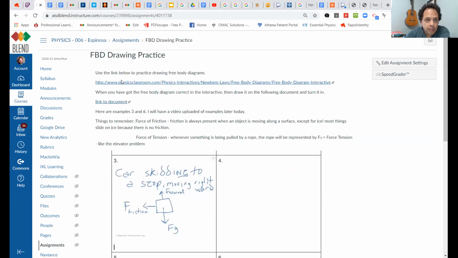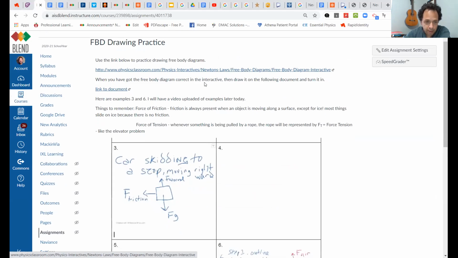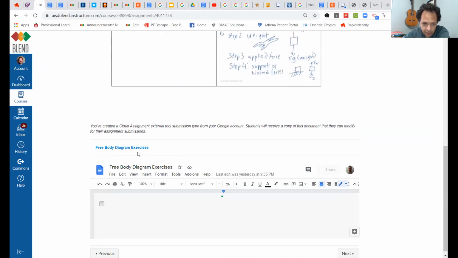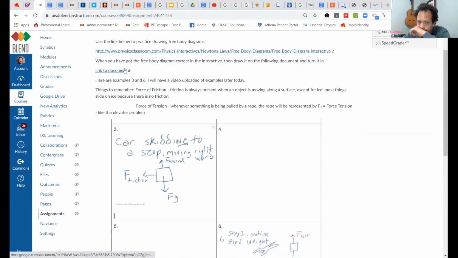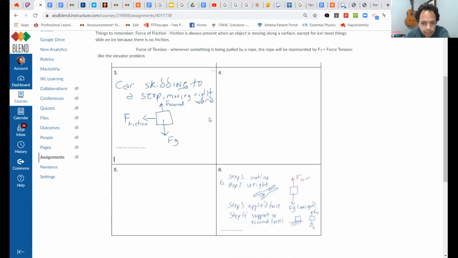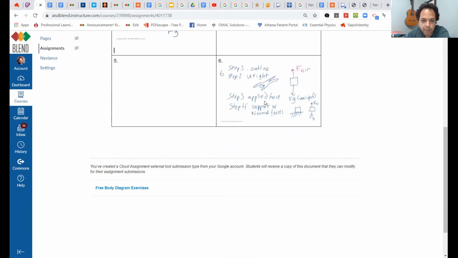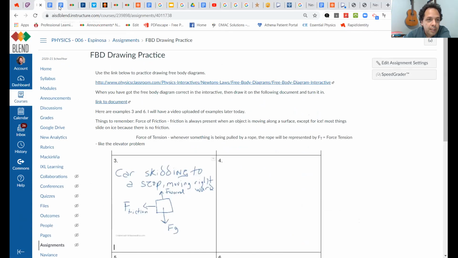So from the free body diagram drawing practice, we have a link to the interactive part that you're going to practice on, and then we have a link to the document here, or it's actually down here as well. You could just click on this, and this opens up your own copy. If you click this one up here, you'll have to make your own copy by File, Make a Copy. These are the examples that I did. I might do some different ones. I don't know. We'll see what comes up when I get to this.